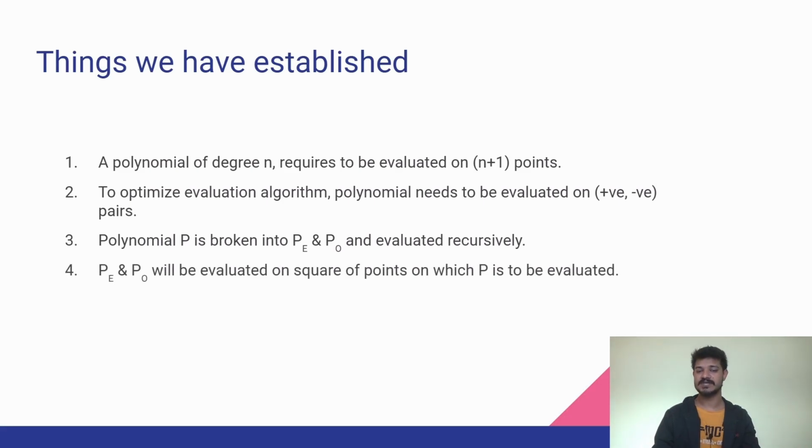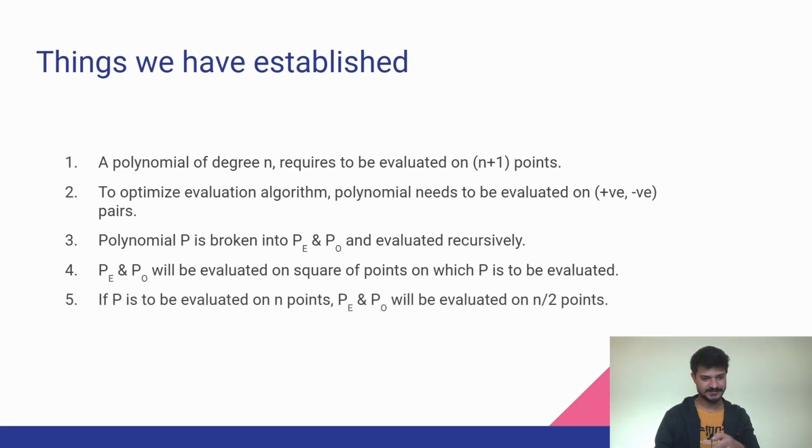PE and PO will be evaluated on the squares of the points on which P needs to be evaluated, right? If P needs to be evaluated on 1, minus 1, 2, minus 2, PE and PO only need to be evaluated on their squares. That means 1 and 4, right? We have established that. That's why PE and PO will be evaluated on only half the number of points. The issue that we were facing is that when we go deep down the recursion levels, we didn't get those positive negative pairs, right? Just after the first level. So what we said is that complex numbers, roots of unity to be precise, can actually solve that problem. And let's see how.